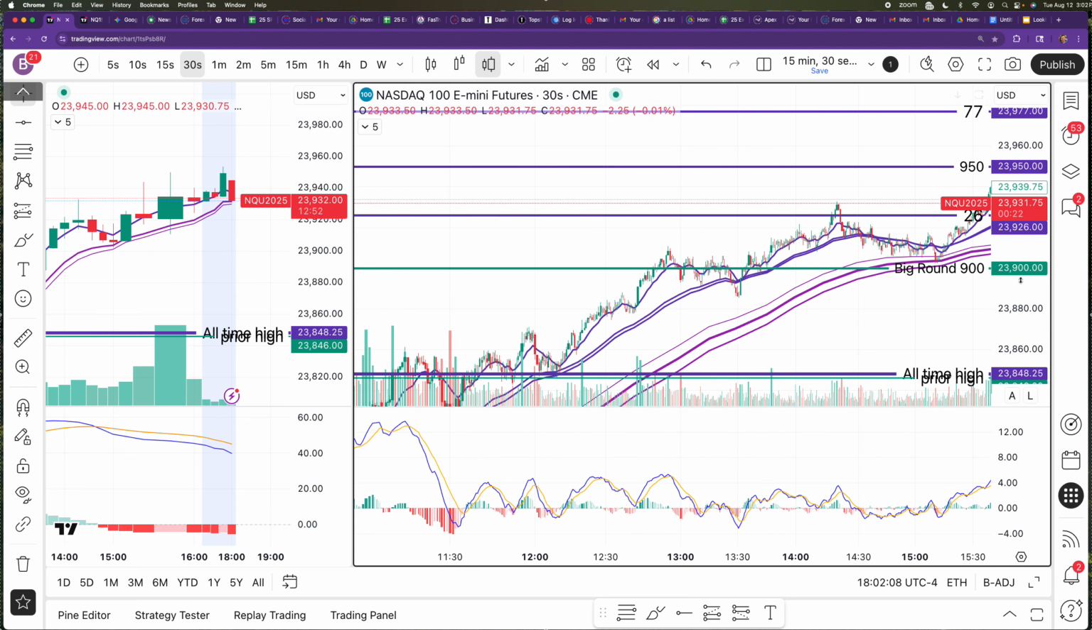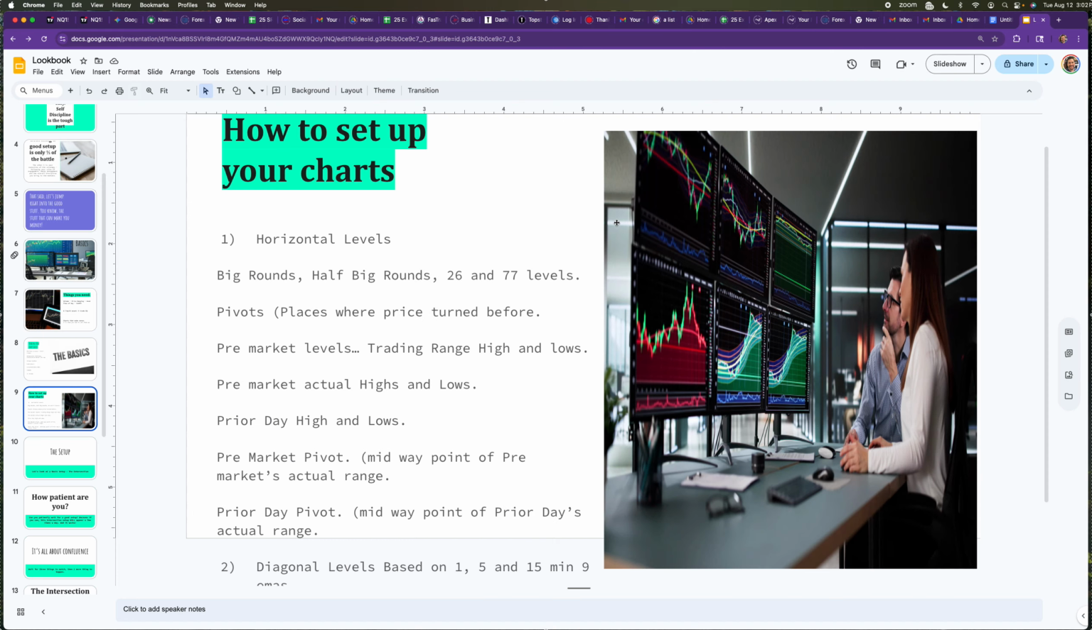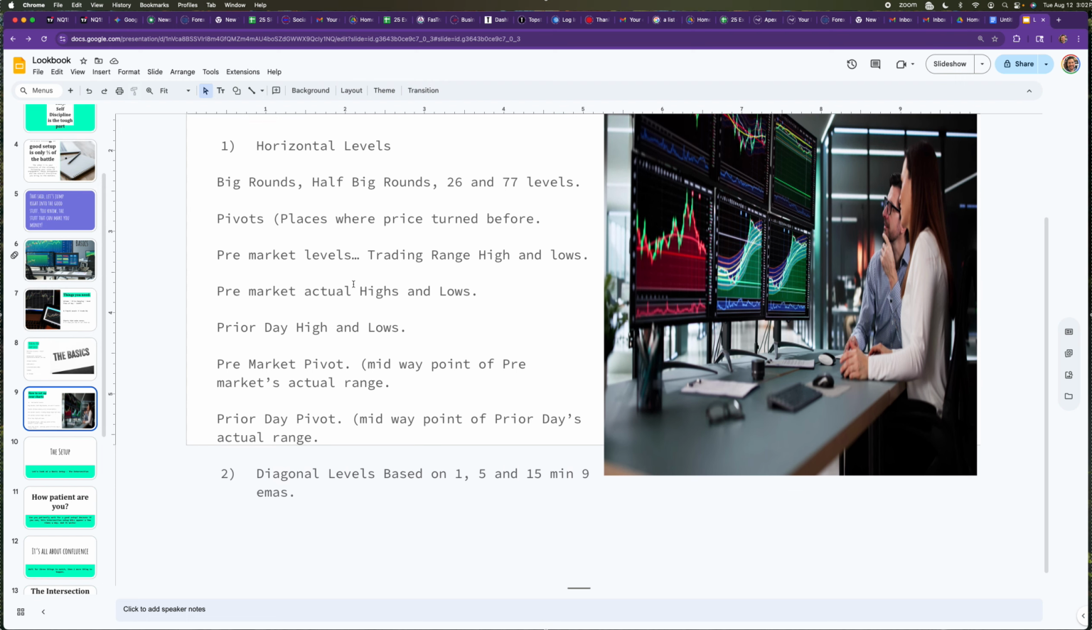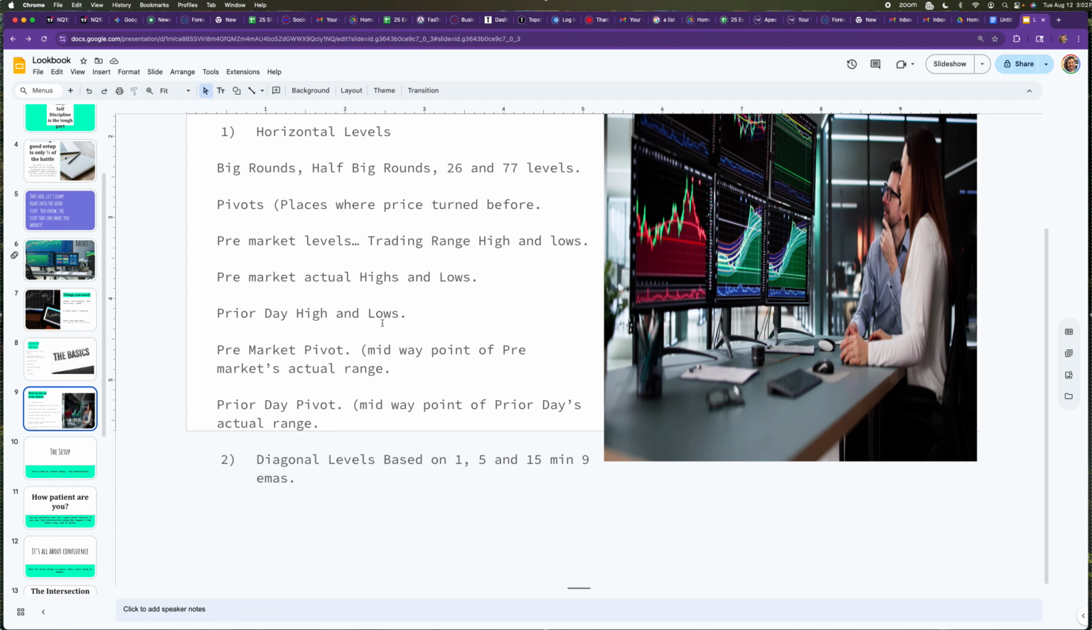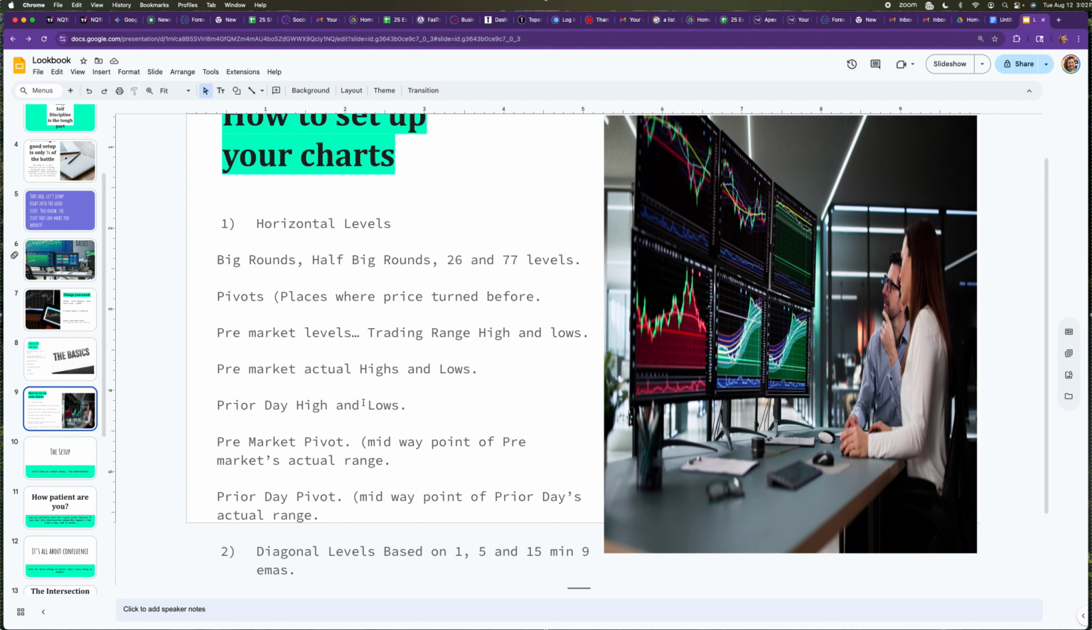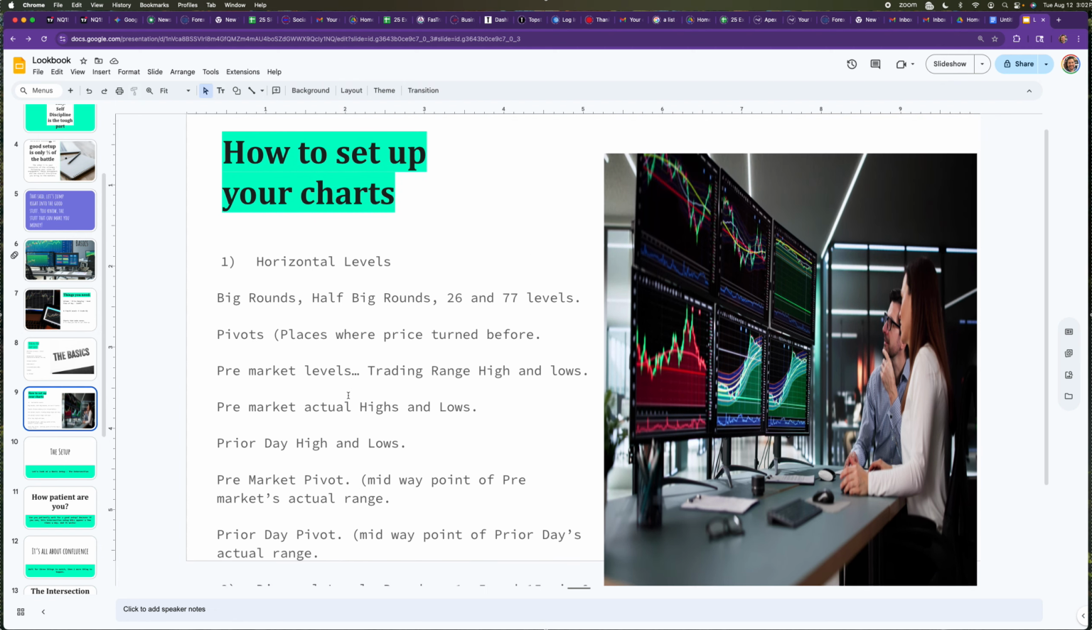And for the horizontal levels, I do something called big rounds, half big rounds, 26 and 77. This is for the NQ. I do pivots, places where price turned around before. I do pre-market levels like trading range highs and lows, pre-market actual highs and lows, prior day highs and lows, and pre-market pivots and prior day pivots. So that's a lot, okay?